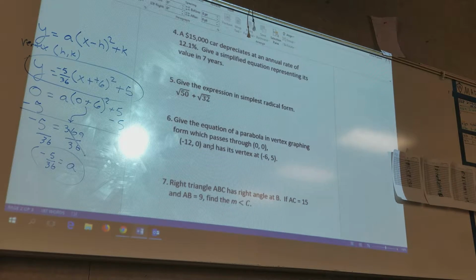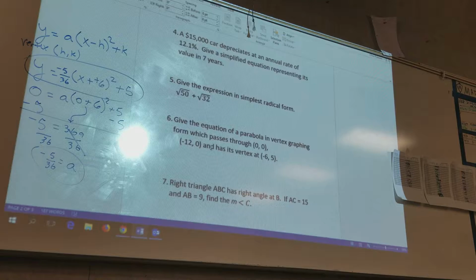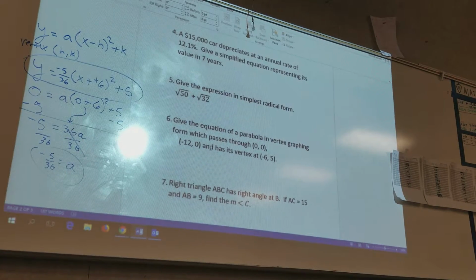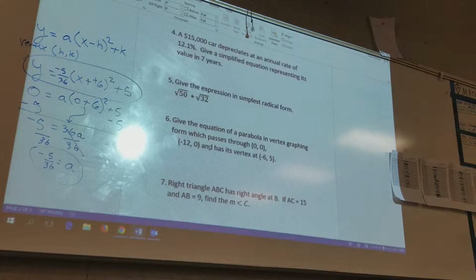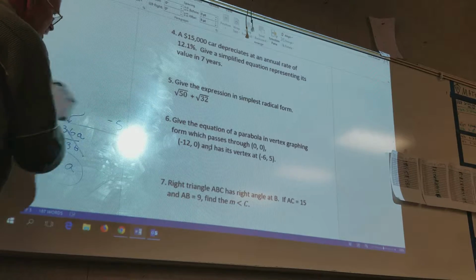What did you do with the 0 plus? Oh, you solved that number. 0 plus 6 is 6, squared is 36. I guess I could make this a a little bit sharper. All right, we're good on this one. Can I erase it? Yeah.